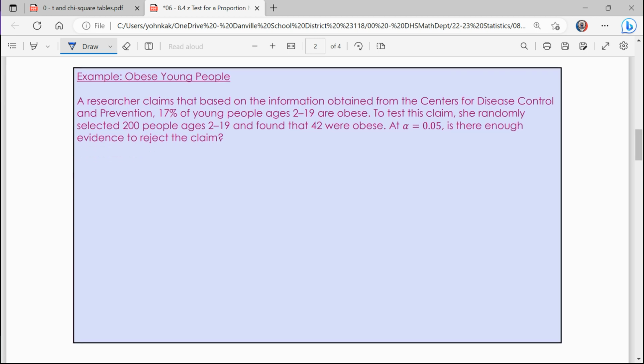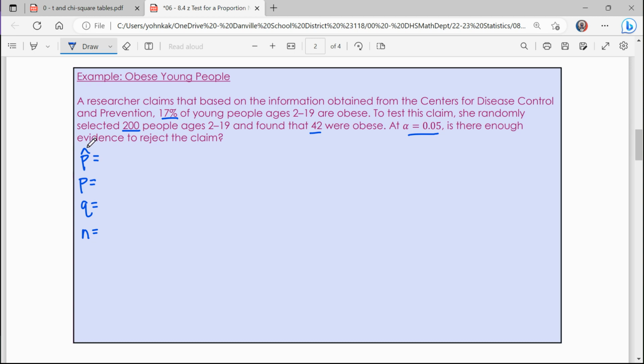A researcher claims that based on the information obtained from the Centers for Disease Control and Prevention, 17% of young people ages 2 to 19 are obese. To test this claim, she randomly selected 200 people ages 2 to 19 and found that 42 were obese. Let alpha equal 0.05. Is there enough evidence to reject the claim? So in these problems, we're going to need a p hat, a p, a q, and an n.